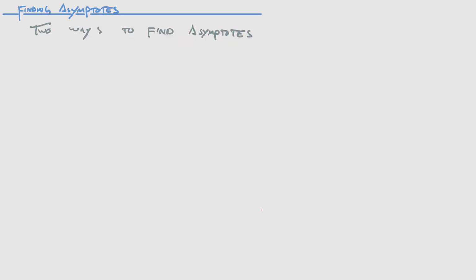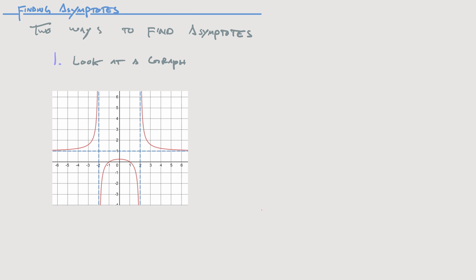Now, there are two ways to find these things. One of them, you can just look at the graph. So for example, here's a graph. Typically, asymptotes are denoted with this kind of dotted line here. So we can actually see, right? The vertical asymptotes are x is equal to plus or minus 2. The horizontal asymptote is y is equal to 1.